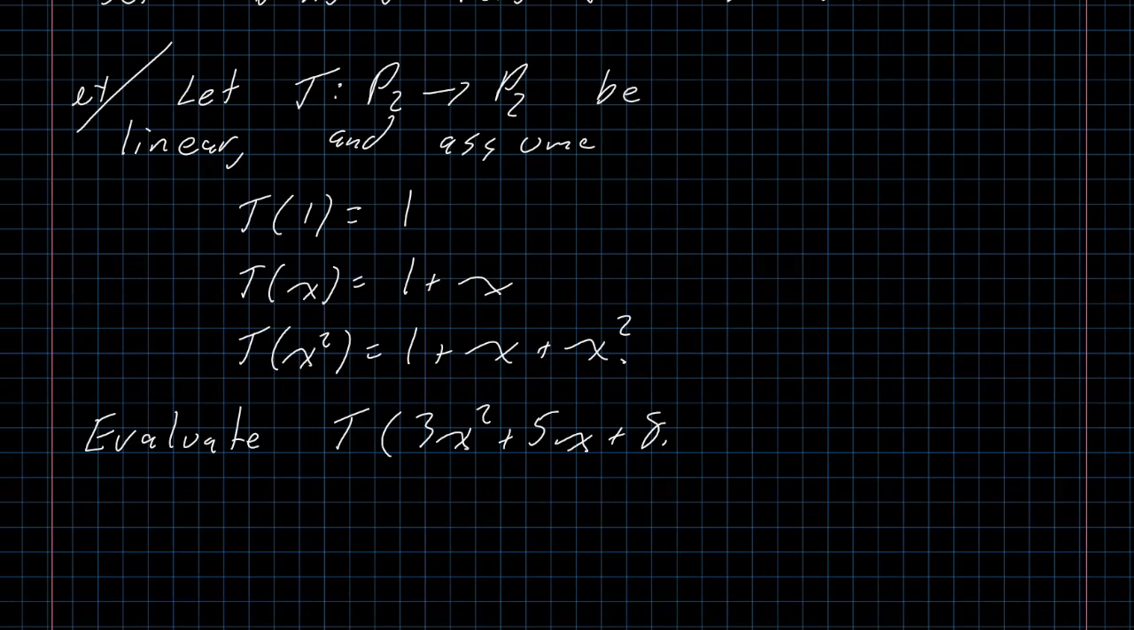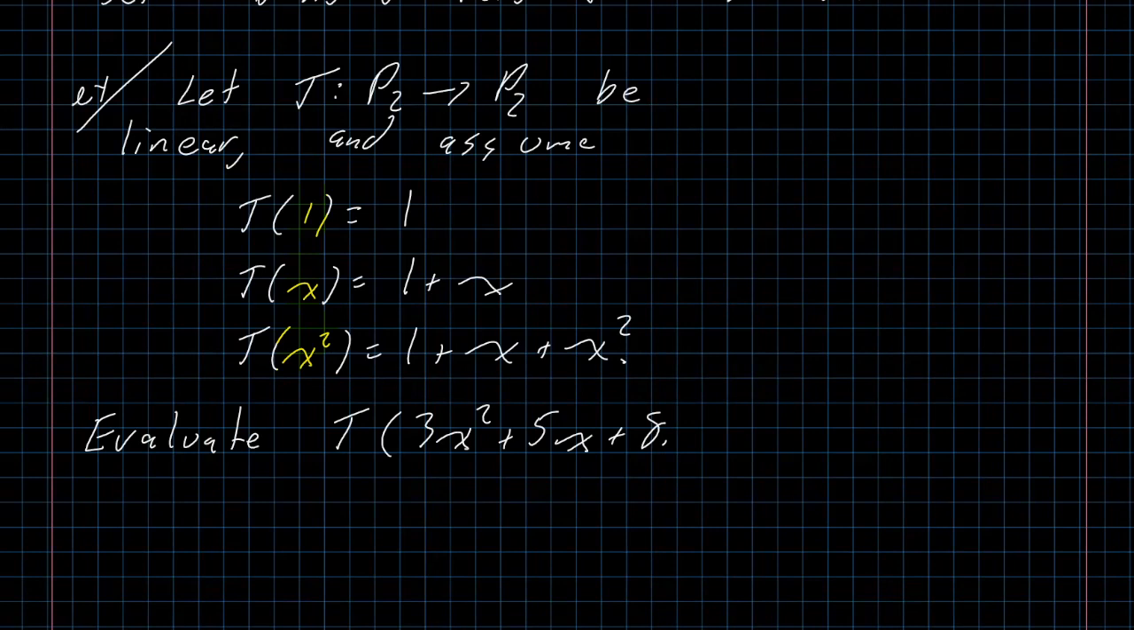So let's assume that we have a linear transformation T. In this case, I'm going to have T acting on the set of quadratic polynomials. Now, we can use the basis of quadratic polynomials. Every quadratic polynomial is a linear combination of 1, x, and x squared. So if we assume the properties of T on those basis vectors, T of 1 is 1, T of x is 1 plus x, T of x squared is 1 plus x squared.